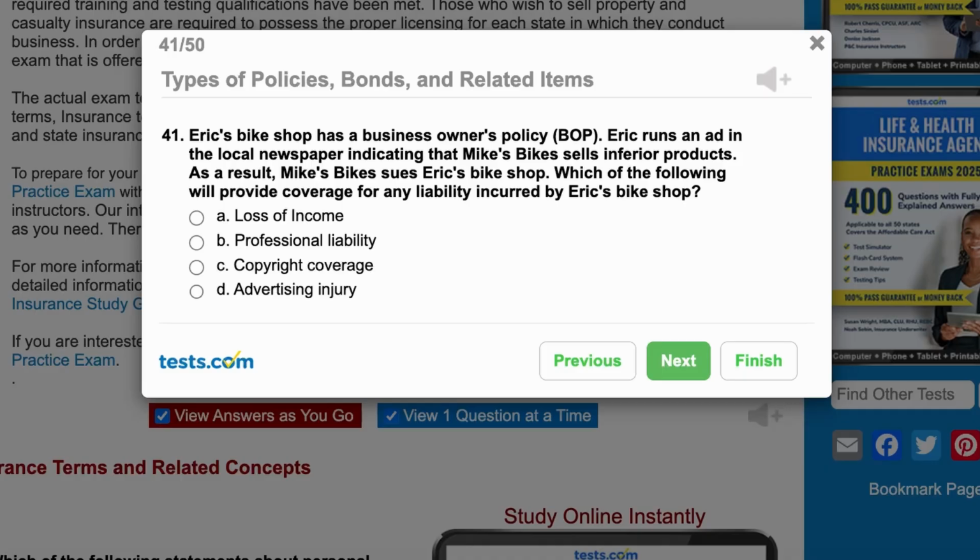Question 41. Eric's Bike Shop has a business owner's policy, or BOP. Eric runs an ad in the local newspaper indicating that Mike's Bikes sells inferior products. As a result, Mike's Bikes sues Eric's Bike Shop. Which of the following will provide coverage for any liability incurred by Eric's Bike Shop? A. Loss of income. B. Professional liability. C. Copyright coverage. D. Advertising injury.